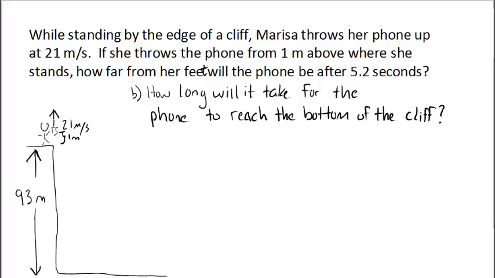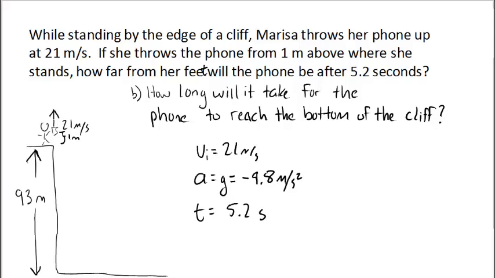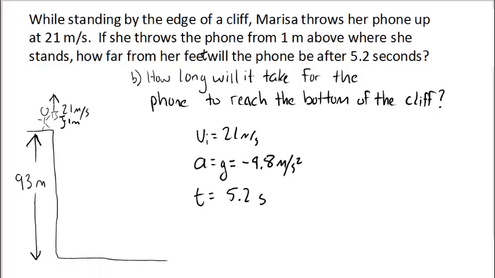So we take a look. What do we have? What are we looking for? Which formula are we going to use? I have initial speed, vi, 21 meters per second. I know acceleration, which is gravity, and that is going down at negative 9.8 meters per second squared. I have time, 5.2 seconds. And I'm looking for displacement.